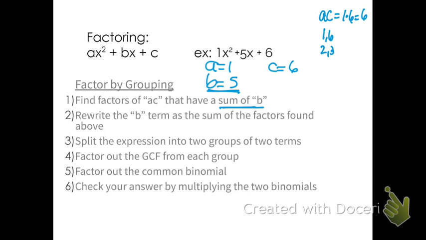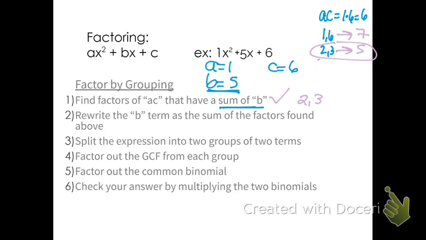Well, 1 times 6, that has a sum of 7. And 2 times 3, that has a sum of 5. So it's these two numbers that we want. We don't want the 1 and the 6 because they have a sum of 7. We do want the 2 and the 3 because they have a sum of 5. So now we're done with step 1. We want the 2 and the 3.